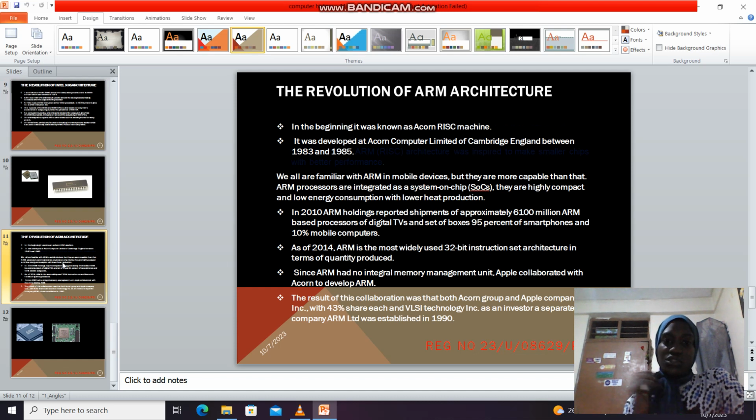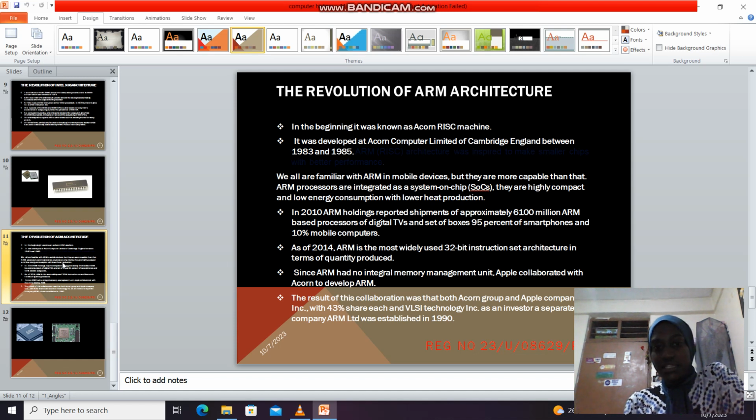Now, the evolution of the ARM architecture. In the beginning, it was known as Acorn RISC Machine. It was developed at Acorn Computers Limited of Cambridge, England between 1983 and 1985. ARM RISC architecture was inspired to make smaller chips with better performance. We are all familiar with ARM in mobile devices, but they are more capable than that. ARM processors are integrated as a system on chip, SoCs. They are highly compact with low energy consumption and lower heat production.